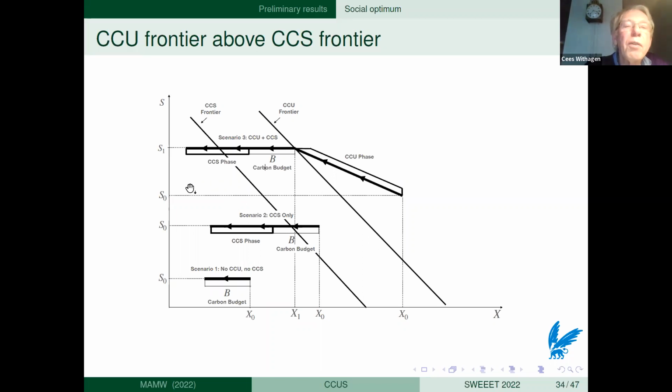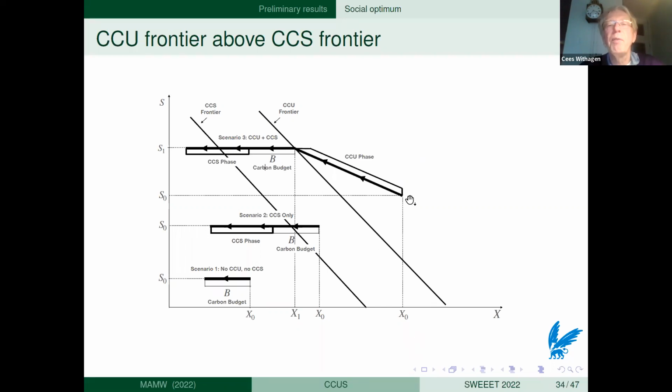If you are to the left, then there will be no CCS. And we can have the same type of frontier for CCU. If you are to the left of this frontier, there will be some CCU. Sorry, if you are on the right, there will be CCU. If you are on the left, there will be CCS.